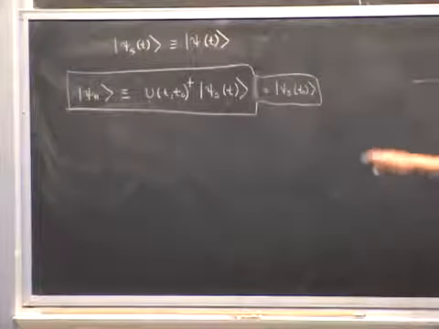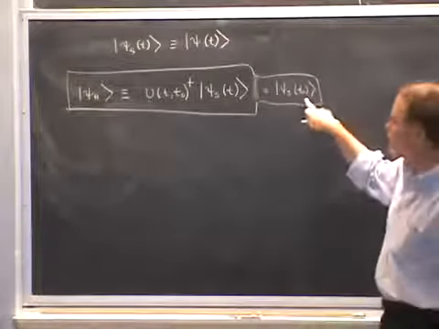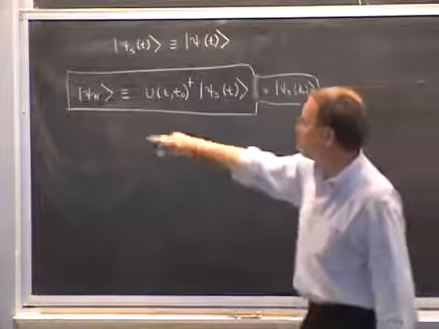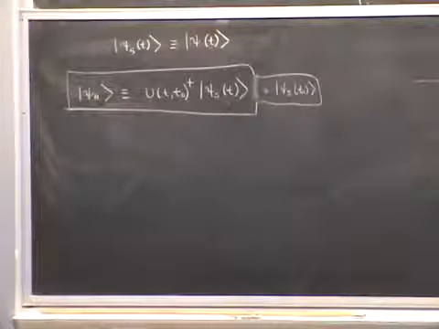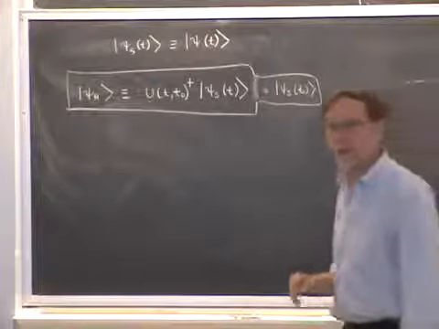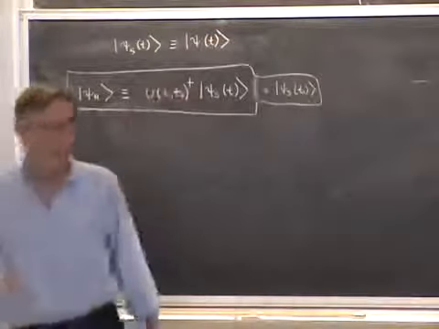And since this doesn't depend on time, it's just taken at a fixed time, it means that in the Heisenberg picture, the Kets don't evolve. So there is no Schrödinger equation for state vectors in the Heisenberg picture.